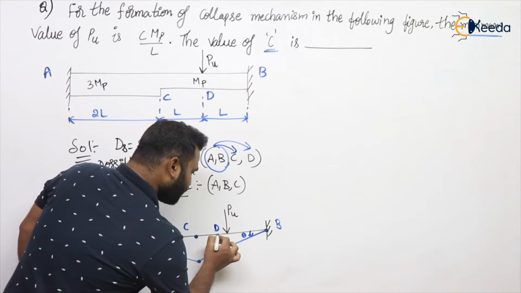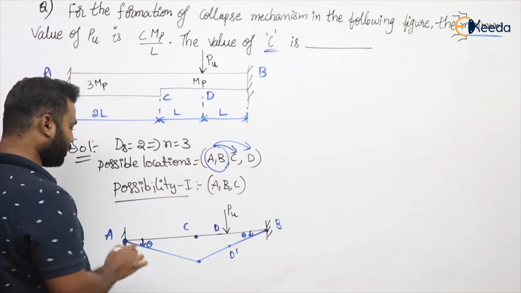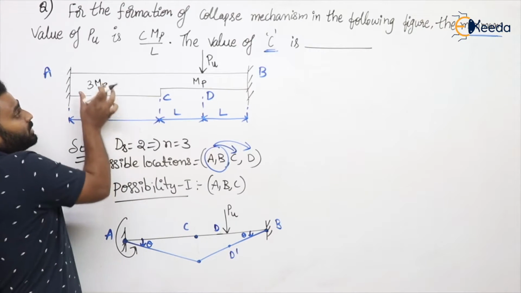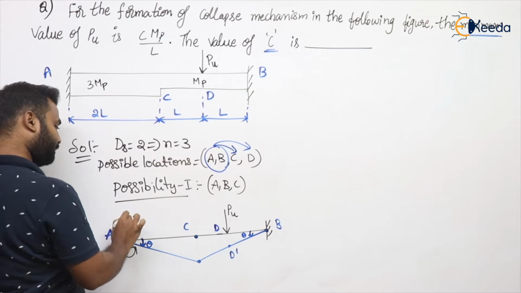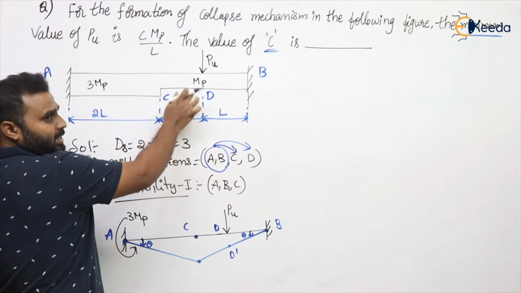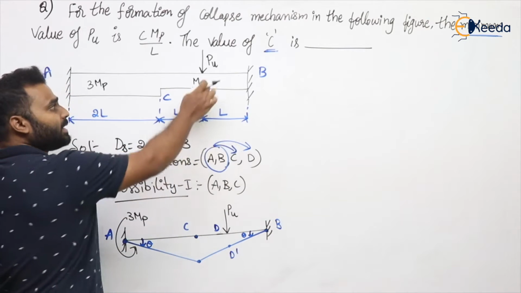Okay, everyone. Now wherever a plastic hinge is forming, at all those locations, plastic moment will develop. Now at A, a plastic hinge is formed, so plastic moment will develop at A. How much plastic moment? 3MP. Now C is a junction for these two spans having different plastic moment capacities. Therefore, we go with the minimum. Minimum is MP.